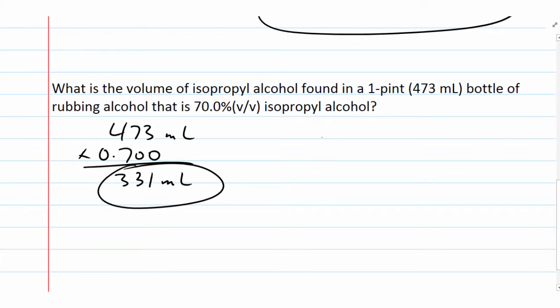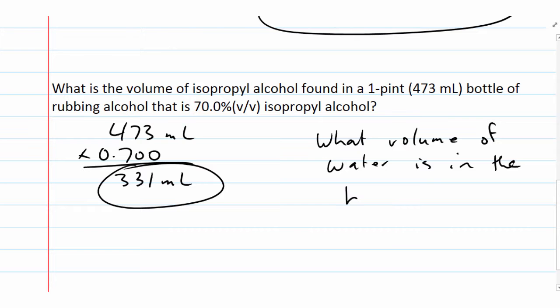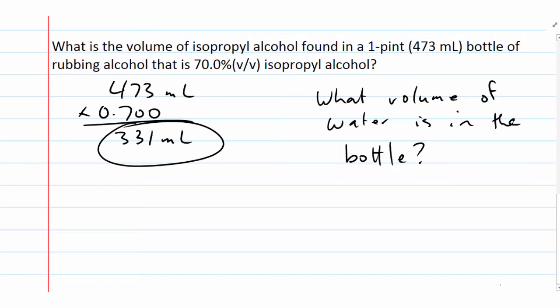Now, if the question was, let's say we wanted to know how much water is in this bottle. So let's say we want to know what volume of water is there. How do we find the volume of water in the bottle? Multiply 473 times 0.3. Okay. Yes, we could multiply it by 0.3. What's another way that's maybe even easier? 473 minus 331. So we could do it this way. Either one of them, we should arrive at the same answer and wind up with 142 milliliters.